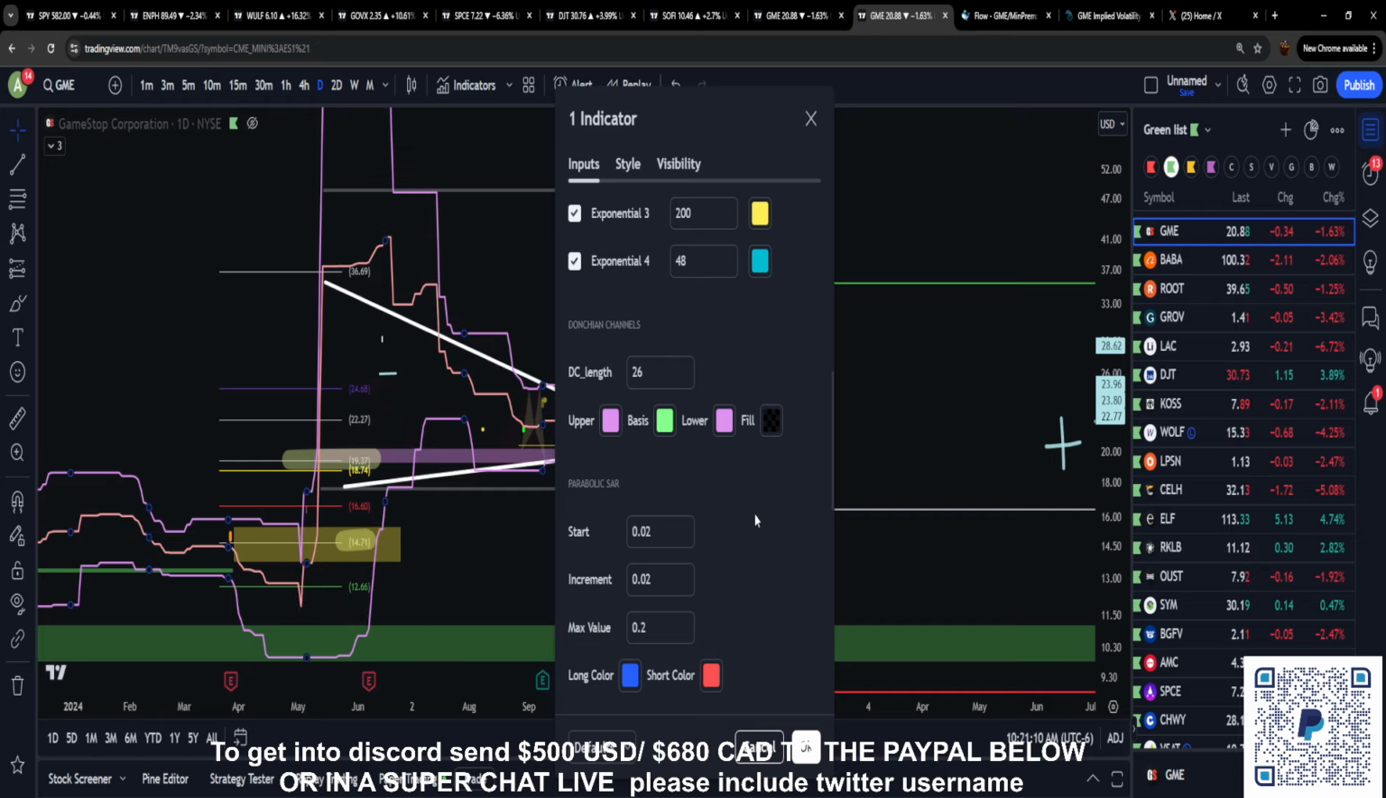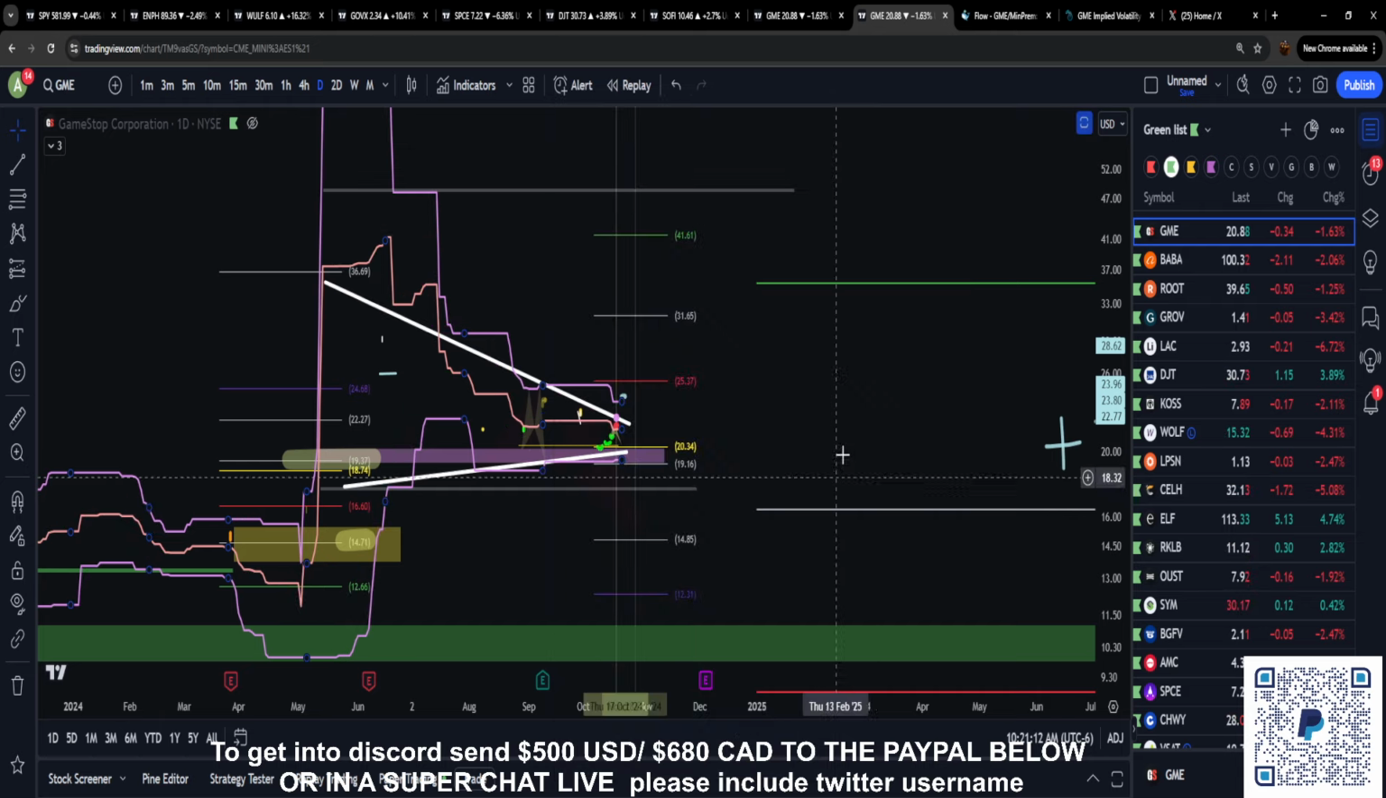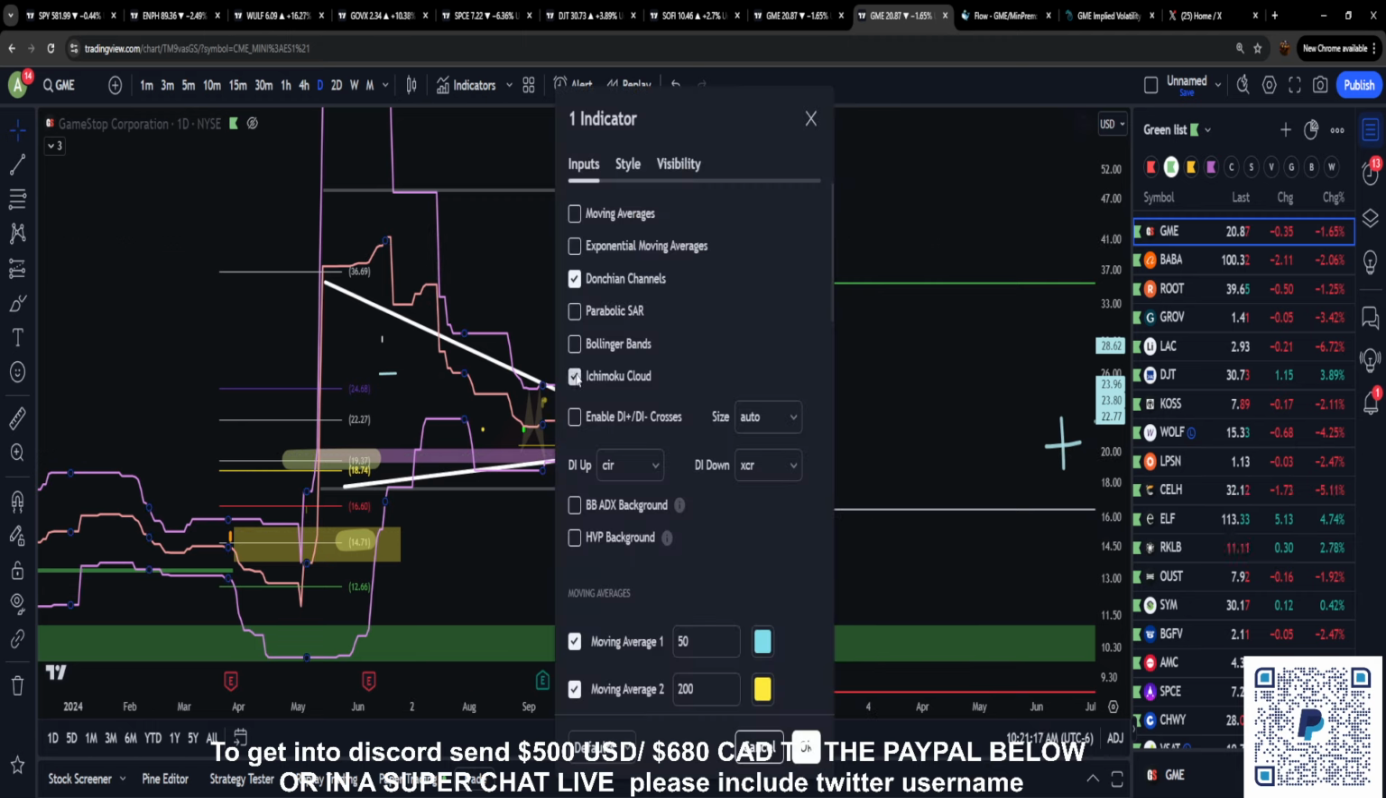Does that fix it? There we go. All right, now let's turn off the Ichimoku for a second. Whoa! Where'd that green line come from? Hey, now, what's that all about? How come the Ichimoku baseline is in the exact same place as the Donchian channel center line? Isn't that kind of interesting?